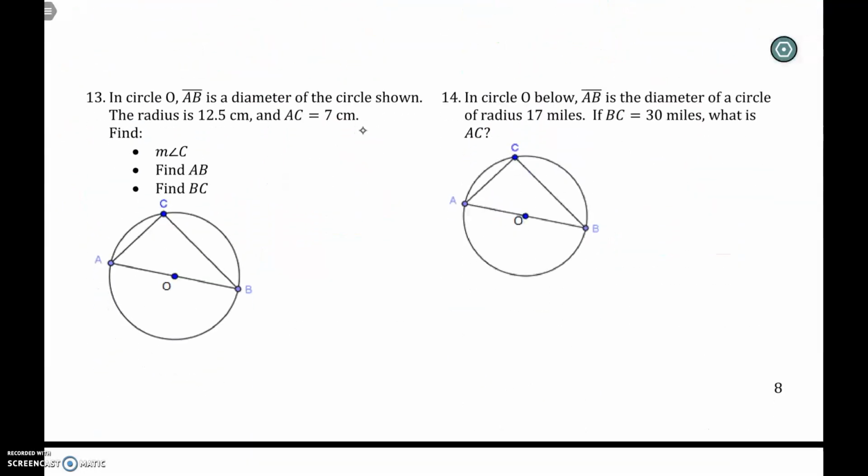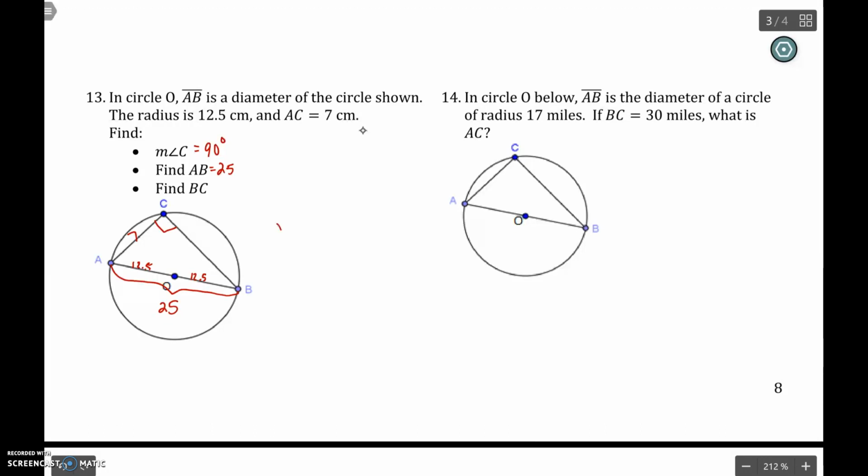All right. In number 13, again, if you look at this, we have a diameter, so angle C has to be a right angle. And then what you have to look at is the rest of the information here. The radius is 12.5. That means that this and this are both radii. The entire diameter would have to be 25. AC is 7. They want us to find AB and BC. So I just found AB. That's going to be the 25. It's not degrees because that's a segment, and that doesn't use the same properties.